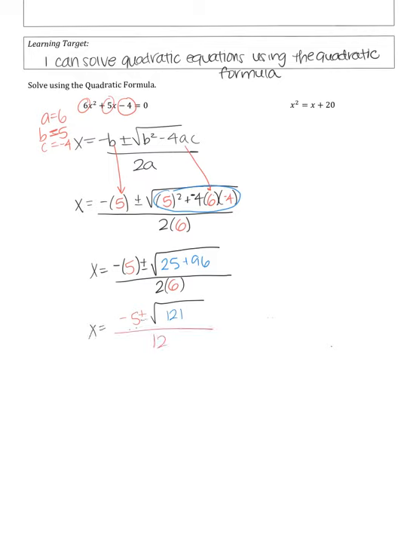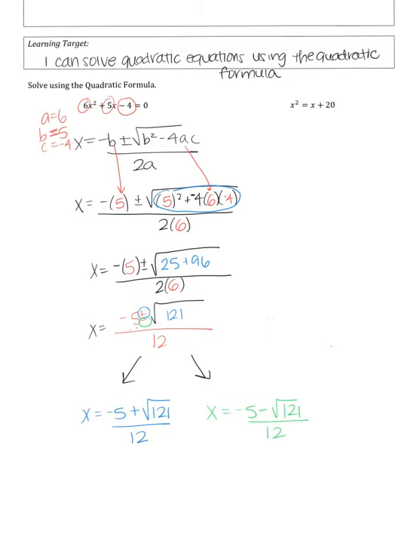This is the piece where we break up our equation into two pieces. The first piece is going to be using the positive part of our formula. So x will equal negative 5 plus the square root of 121 over 12. And the second piece will be using the negative portion of the formula. X equals negative 5 minus the square root of 121 over 12.